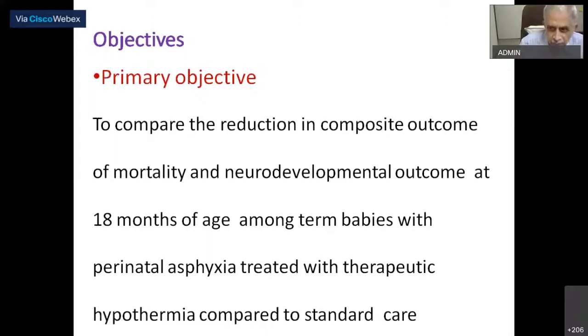Not only their mortality, but also morbidity, in the sense whether their hearing is affected, whether their thinking is affected, whether their motor functions are affected. All this we assess, with perinatal asphyxia treated with therapeutic hypothermia compared to standard care. So these are primary objectives.